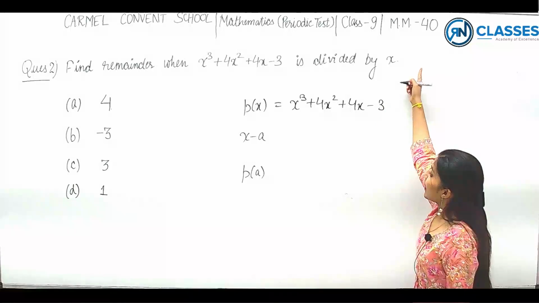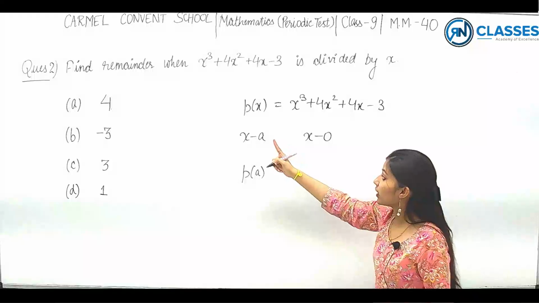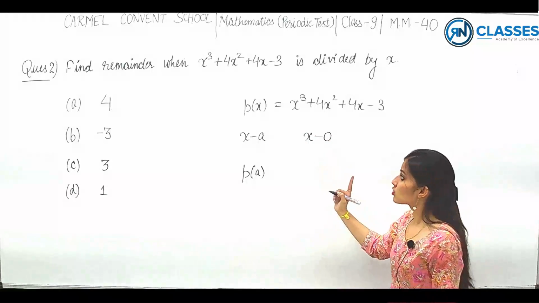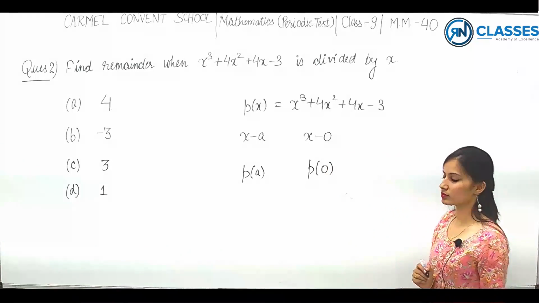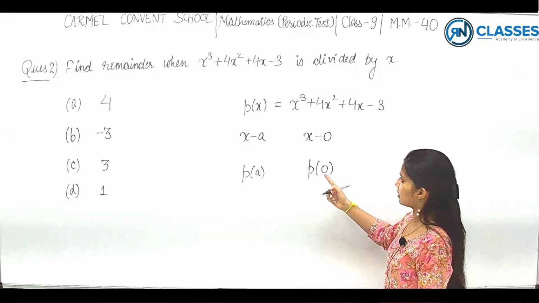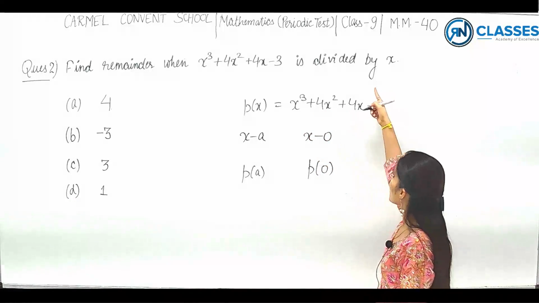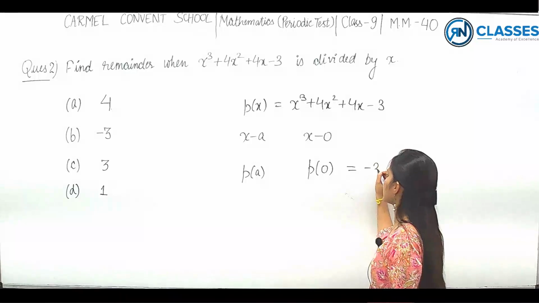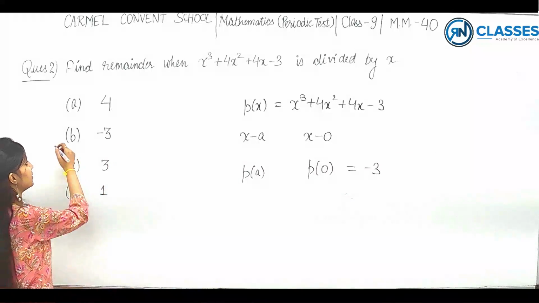It is divided by x, means x minus 0. So a here is 0. So the remainder is p of 0. So we put the value of x as 0. What do we get? 0 plus 0 plus 0 minus 3. So p of 0 is minus 3. Remainder is minus 3. That is option B.